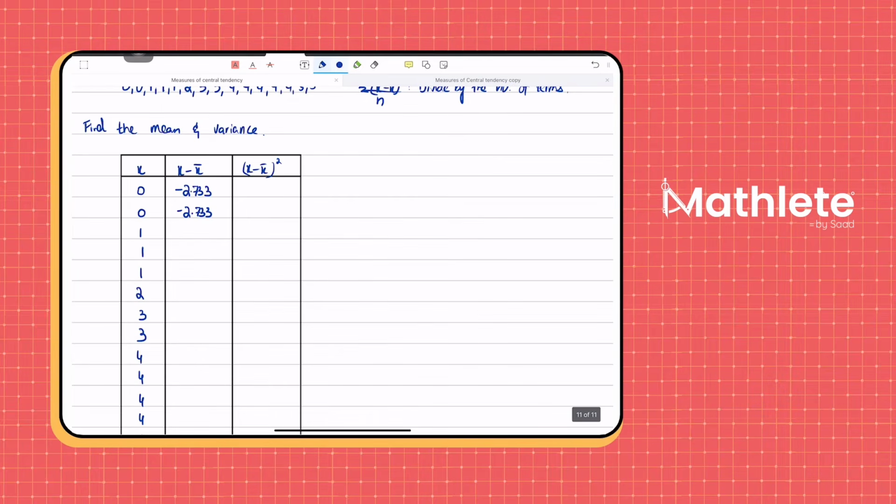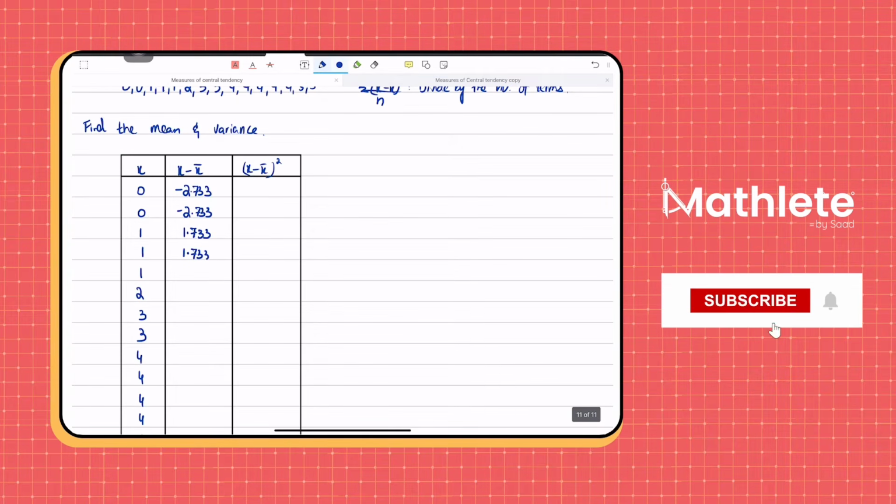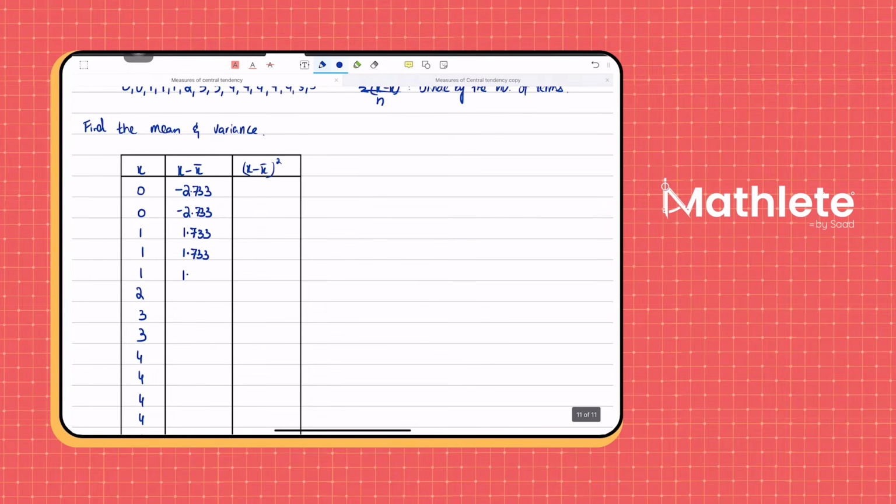1 minus 2.733, that's going to be minus 1.733. Then again 1 minus 2.733, minus 1.733. And again 1 minus 2.733, minus 1.733. I hope everyone knows what I'm doing. I'm taking every single value and from it subtracting the mean, which we worked out earlier. 2.733. Sorry? Yeah, of course, there should be a minus. Thank you for pointing that out.